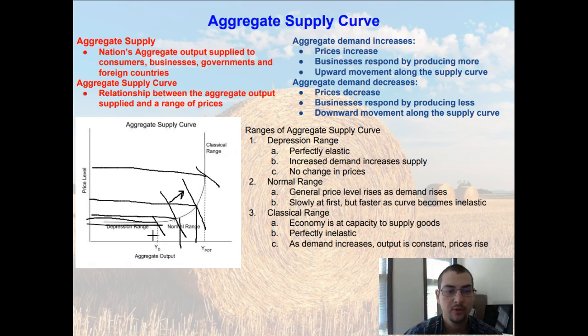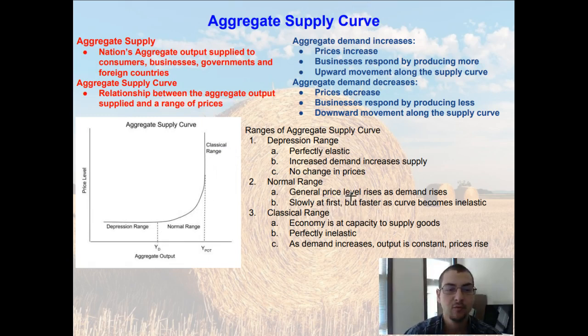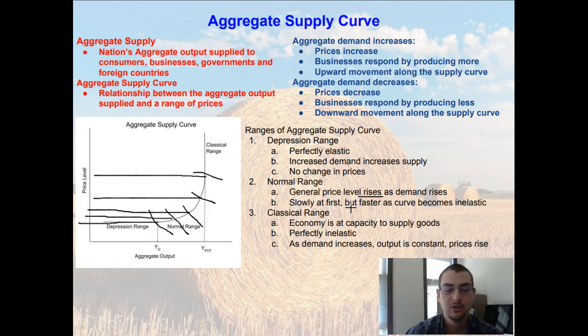So as we're in this normal range, as we move away from the depression range into this classical range, we find that the general price level will rise as demand rises, but it's going to happen very slowly at first. So prices might go from there to there. And then if we do another aggregate demand curve, we see that prices are going to rise a little bit faster. We come up here, they're rising a lot faster, and all of a sudden we come right here, and they've risen a lot relatively quickly. So it rises slowly at first, but faster as we become more inelastic.